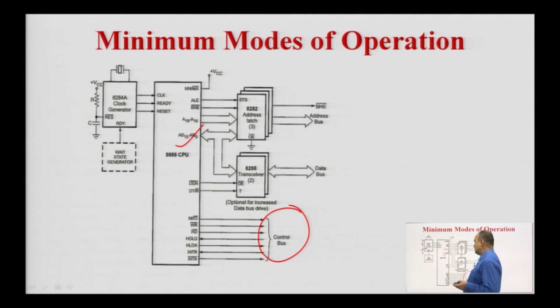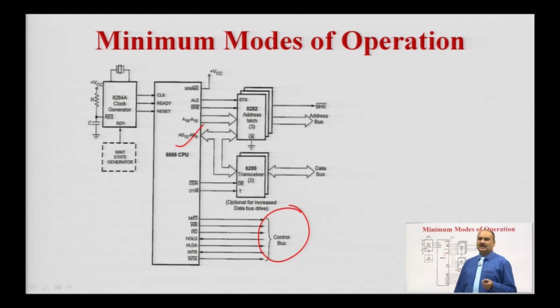Here the clock generator generates the clock input signal for the 8086 microprocessor, and on the basis of this clock input frequency, the microprocessor performs the required operation. Then there are three latches. We know that the 8086 microprocessor has a 20 bit address bus, and out of this, the low order address lines A0 to A15 are multiplexed with the data bus, and A16 to A19 are also multiplexed with the status signals.